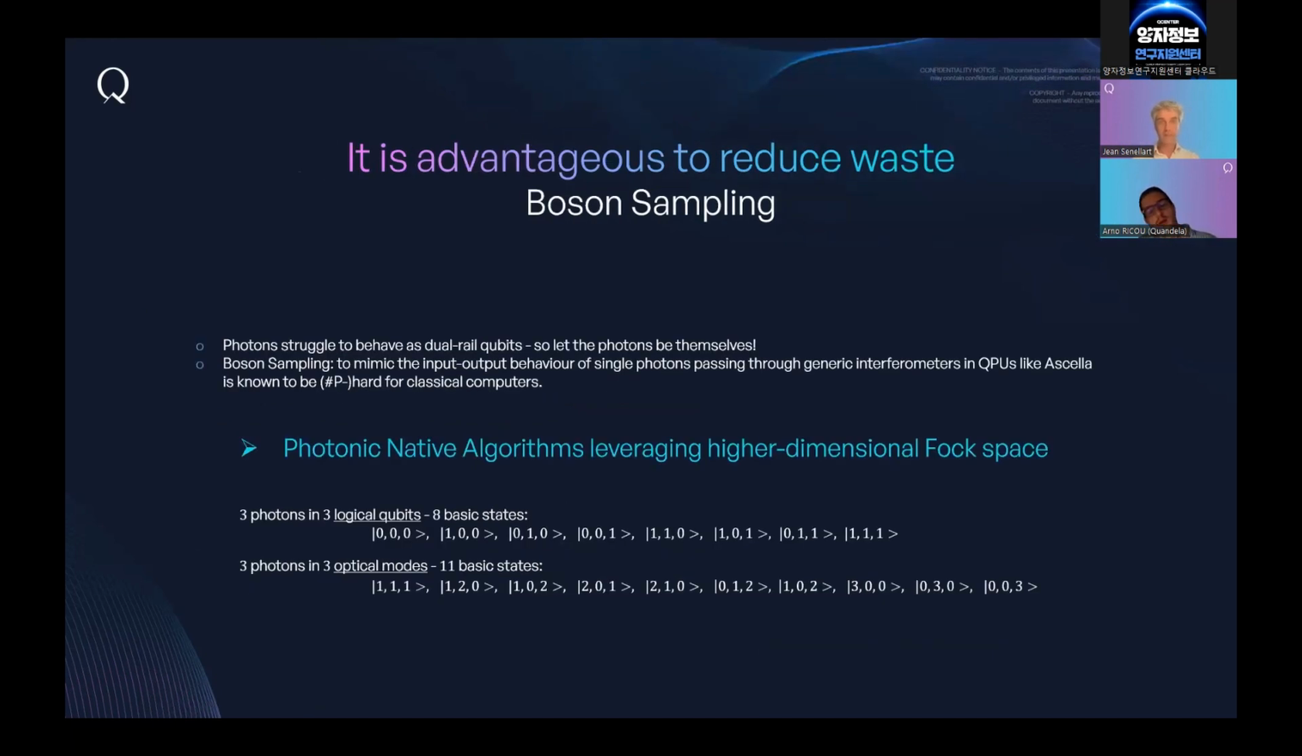This is why one would prefer to use our platform to do boson sampling. So boson sampling is like the analog of the Galton board. We just send photons in a mesh of beam splitters, and we look at what sample we have at the output, and we try to predict that. And that's a way to let the photons be themselves instead of forcing them to behave as qubits.